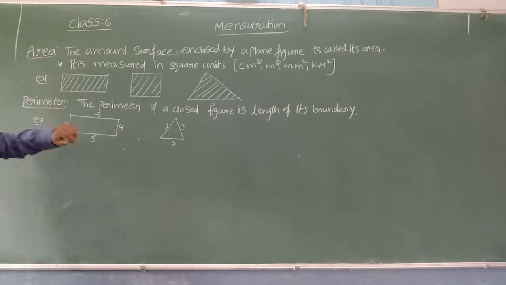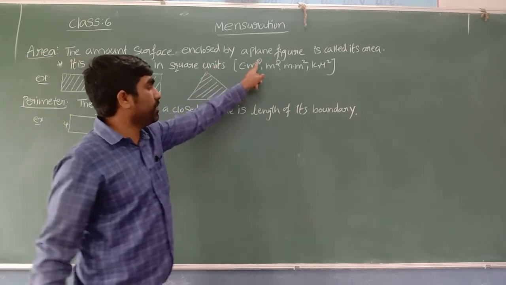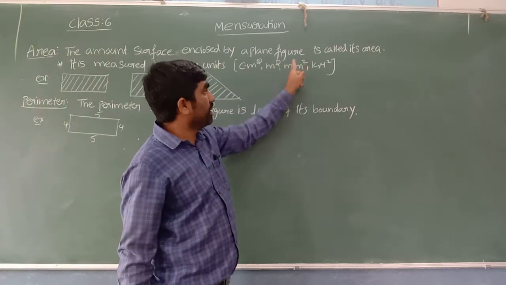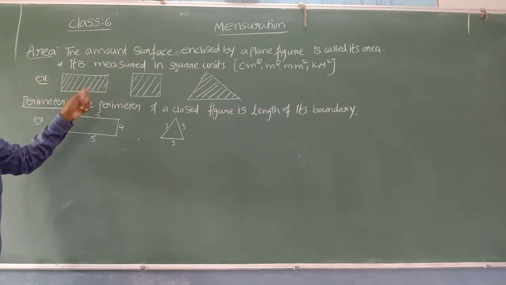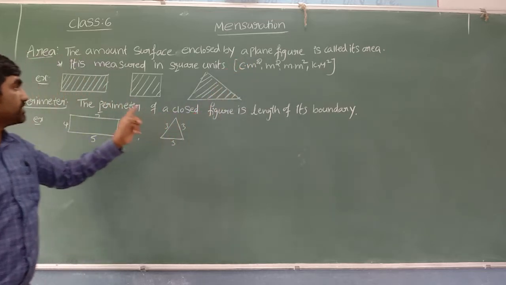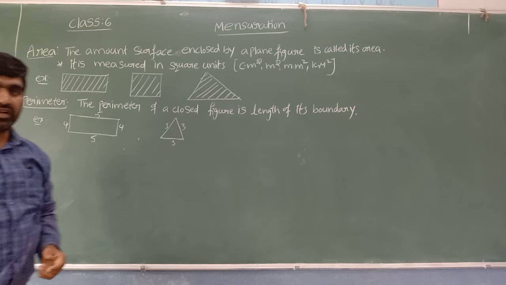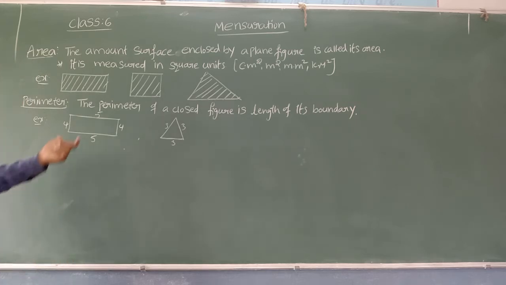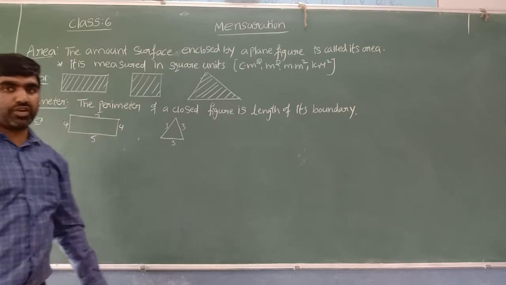And this we are going to measure in square units. It may be in terms of square centimeters, square meters, square millimeters or square kilometers. If the sides are in terms of centimeter, the area will be square centimeters. If the sides are in terms of meters, area is square meters. If the sides are in terms of kilometer, area is square kilometers.